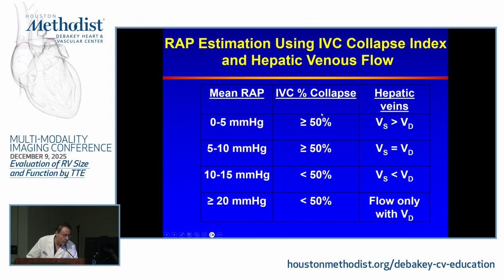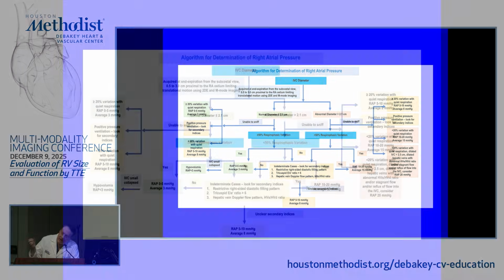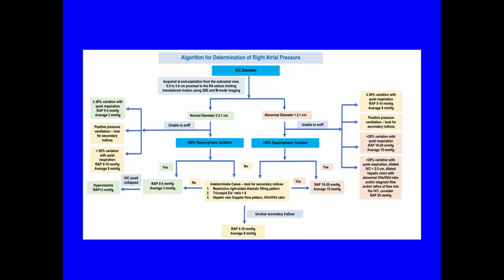This is a quick approach based on IVC and hepatic veins, and this is taken from the 2025 guidelines document. It's a long algorithm, but it's really simple. Basically, if you have an IVC that is at most 21 millimeters in diameter, with more than 50% collapse, RAP is normal. You give a range, 0 to 5. The recommendation is, rather than giving a range, please give a single value. So we can say a value in the middle, 3.